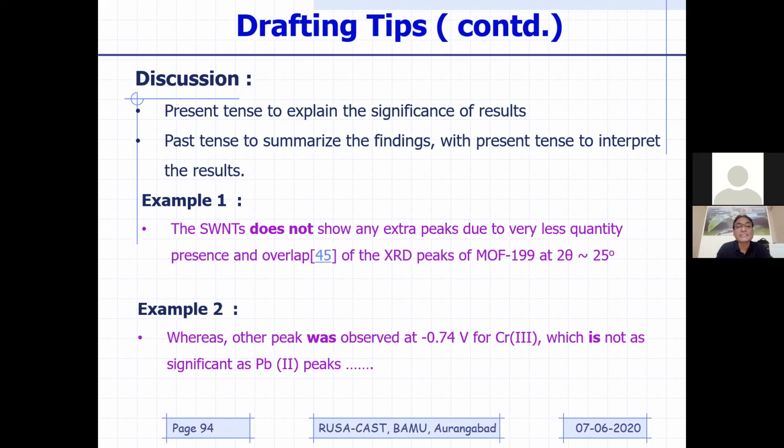You can see here, this is an example of present tense: SWT does not show any extra peak. I'm explaining the significance of my result. SWT does not show any extra peak due to whatever, right? It means I'm explaining the significance of my result. As far as I'm summarizing here, whereas another peak was observed, which is not as significant. While summarizing, I'm using past tense, while interpreting, I'm using present tense. It means I'm using a combination of both.